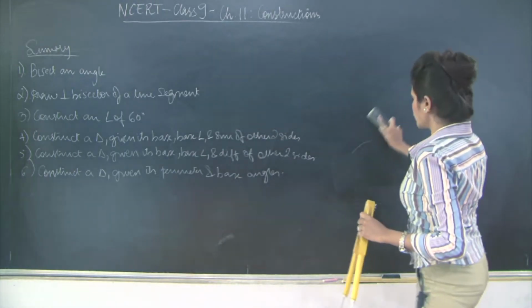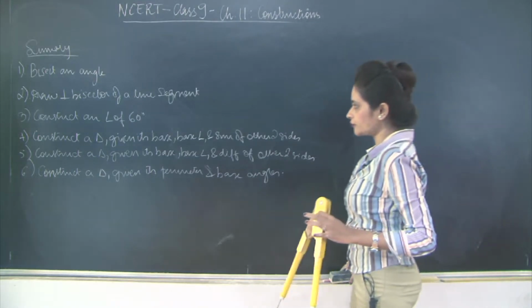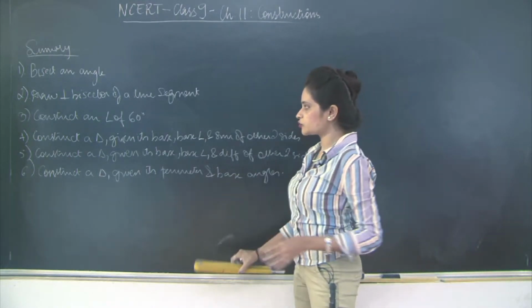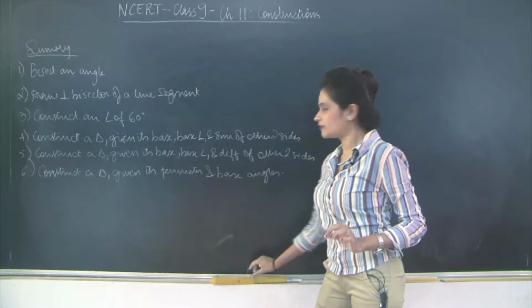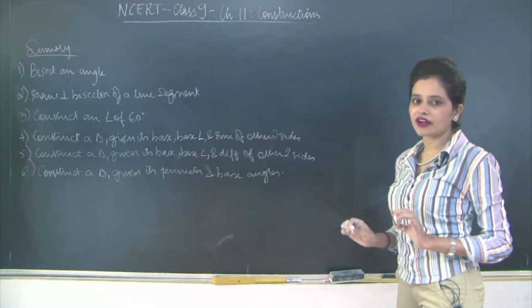Now comes the tricky part, construction of triangles. So we learned the construction of three different types of triangle. First, when you've been given a base of the triangle, then you have been given the base angle and the sum of other two sides.